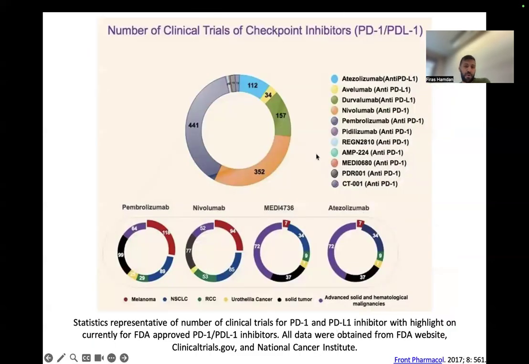If you look at the number of clinical trials, they're surpassing the thousands now. It's crazy. And now almost every single cancer, not all of them, but the majority of them, are having checkpoint inhibitor therapy being used.